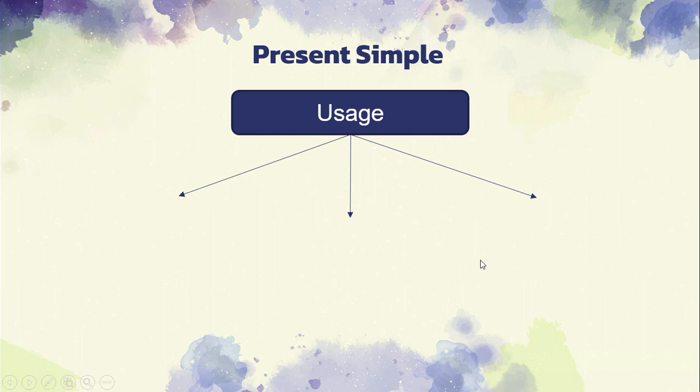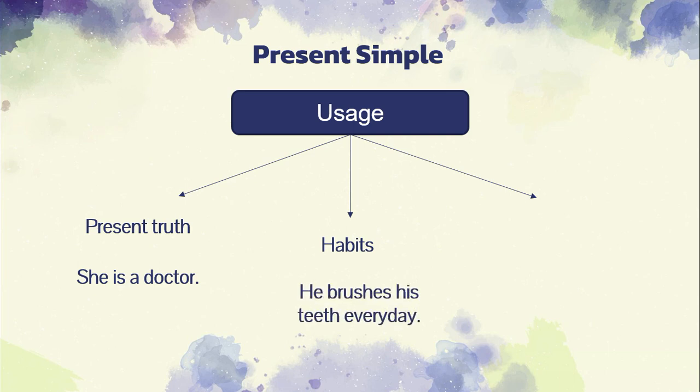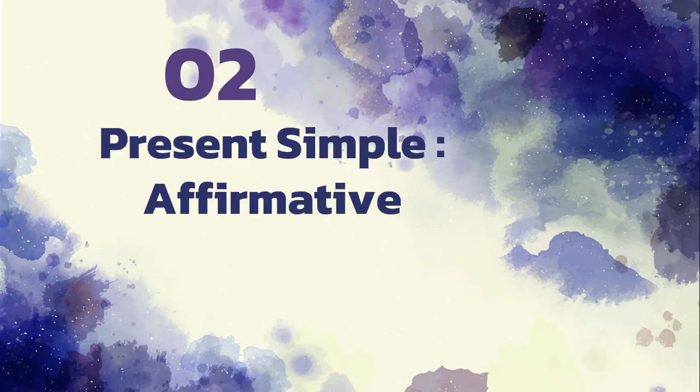There are 3 usages for present simple. We use present simple to talk about present truth. For example, she is a doctor. Next, we also use present simple to talk about habits. For example, he brushes his teeth every day. And finally, we use present simple to talk about facts. For example, the sun sets in the west. Now, let's move on to the next activity.